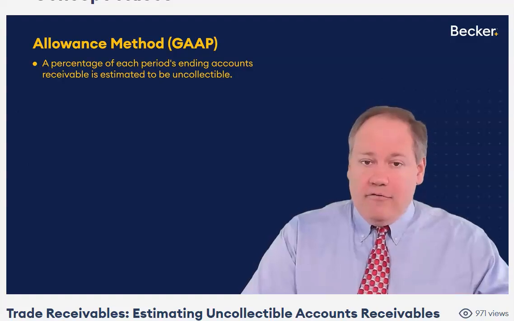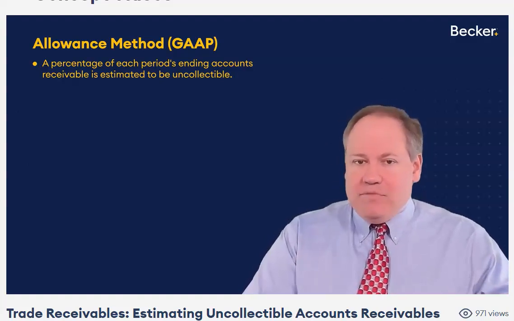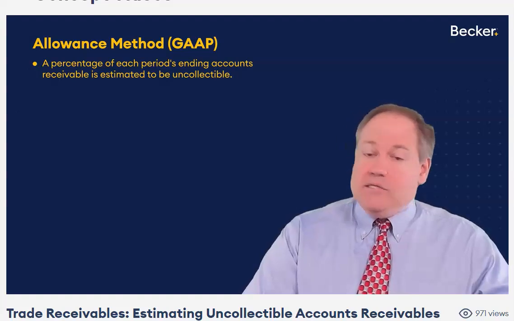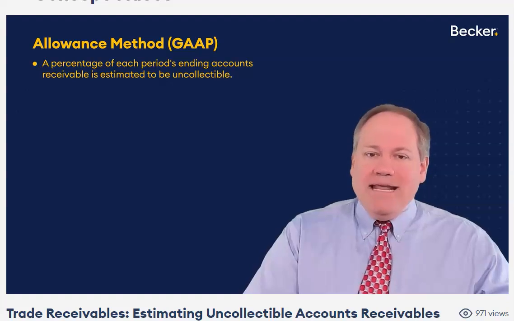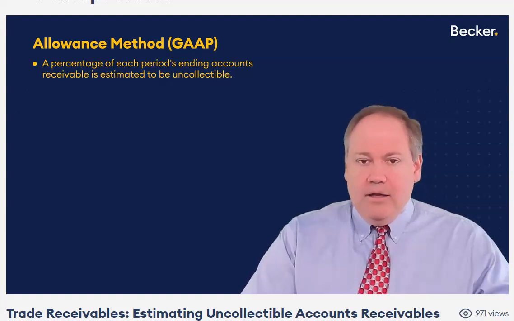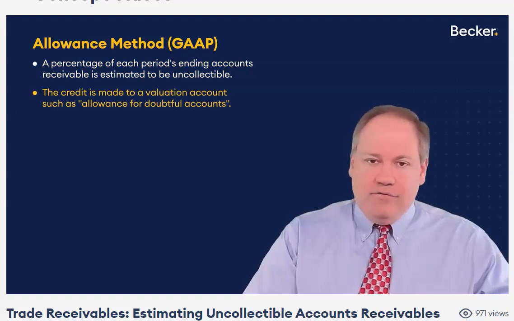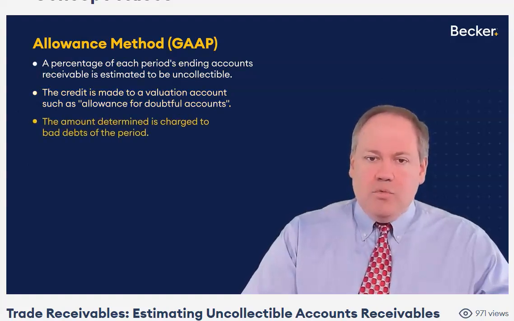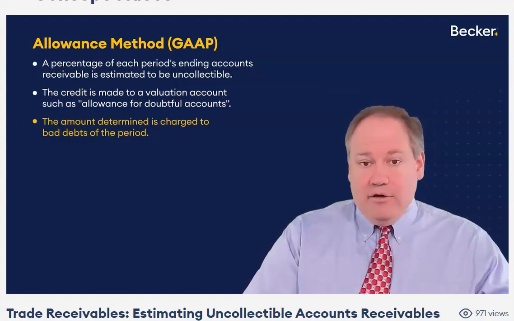Unlike the direct write-off method, where we did that when it went bad, we're going to go ahead and preemptively recognize bad debt expense. Now, we don't know which apples are going bad. We're just guessing how many will ultimately go bad. We will then credit a valuation account, typically called the allowance for doubtful accounts. And that's going to reduce total AR to its net realizable value.